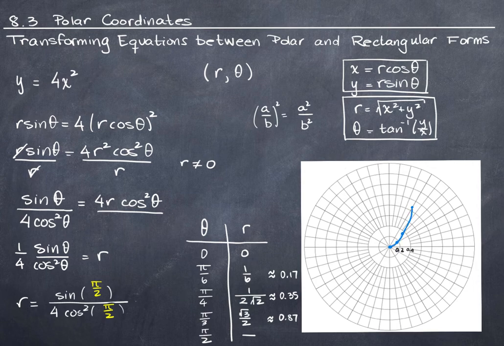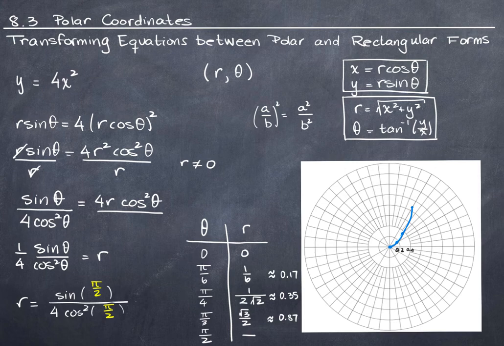The thing is, we're not done with this graph. We've only graphed in the first quadrant, right? We've only gone 0 through pi over 2. We don't know what happens when theta equals anything beyond pi over 2, but less than 2 pi. So we need to continue this process for those other values.